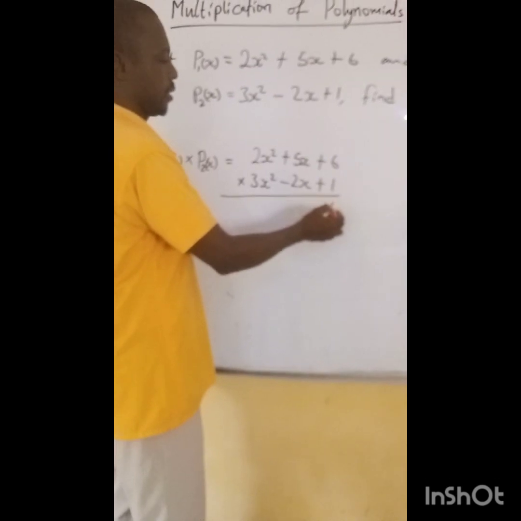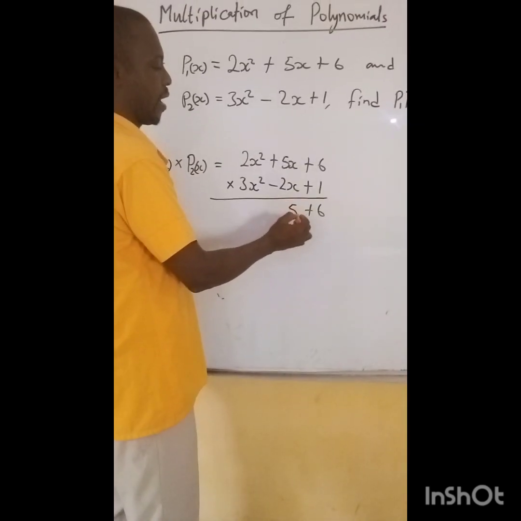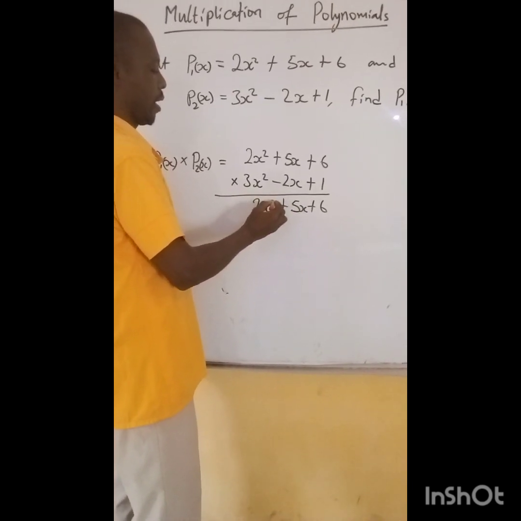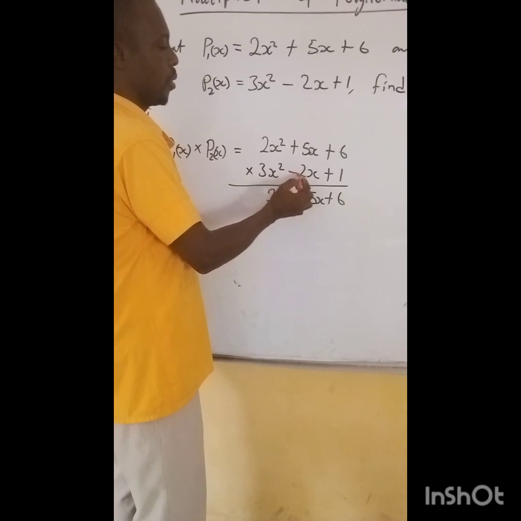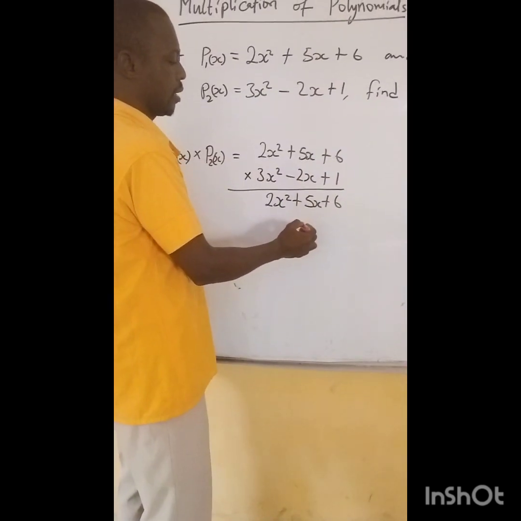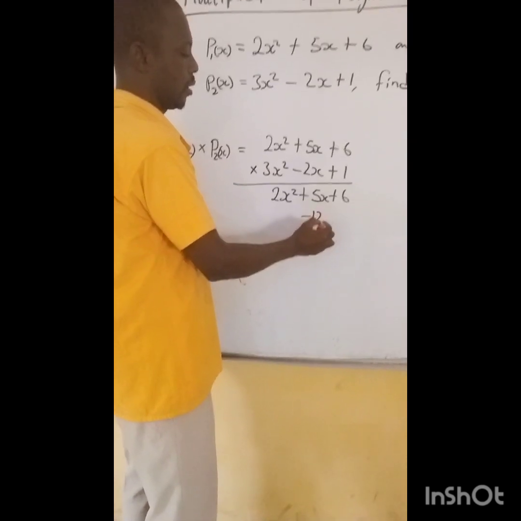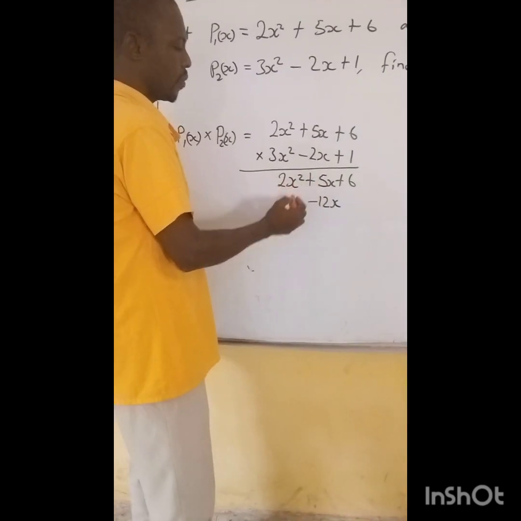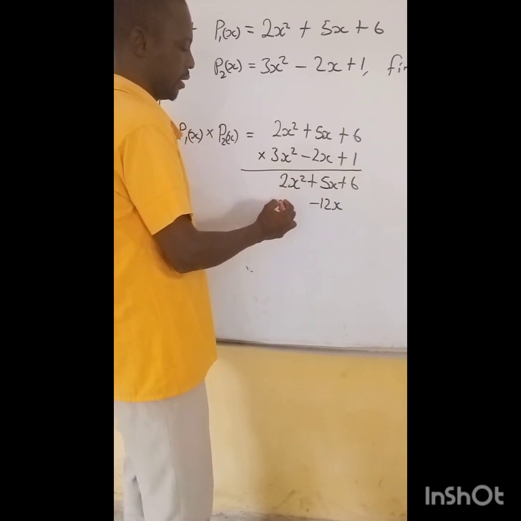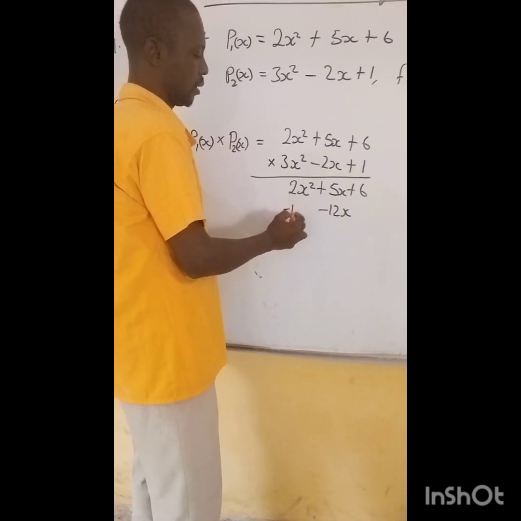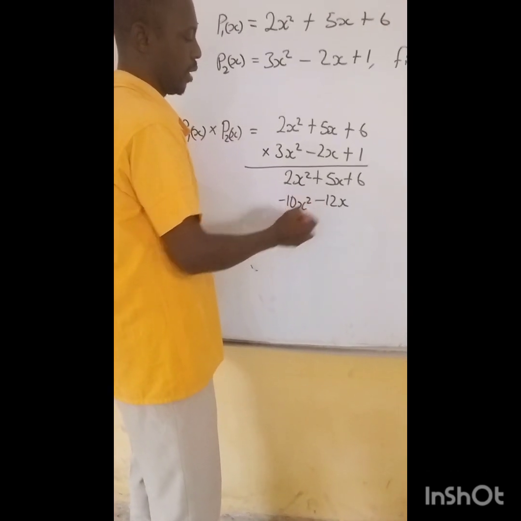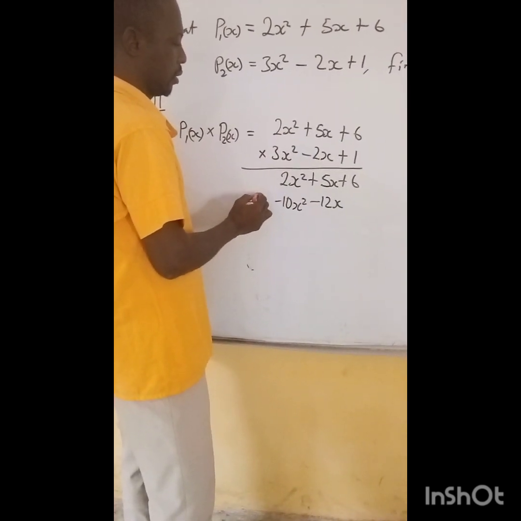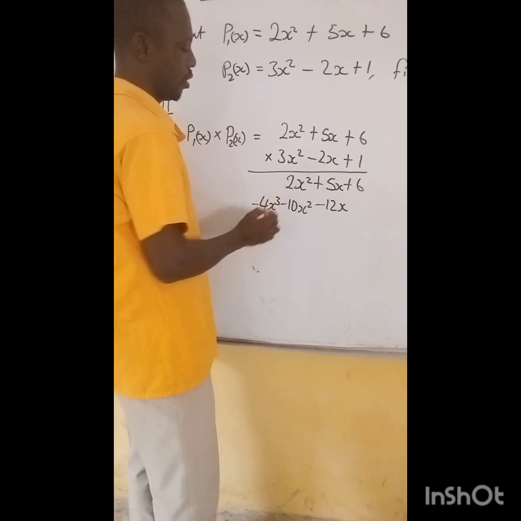Now 1 times 6 is 6, plus 1 times 5x is 5x, 1 times 2x squared is 2x squared. Then minus 2 times 6 is minus 12x, minus 2 times 5x is minus 10x squared, and minus 2 times 2x squared is minus 4x cubed.